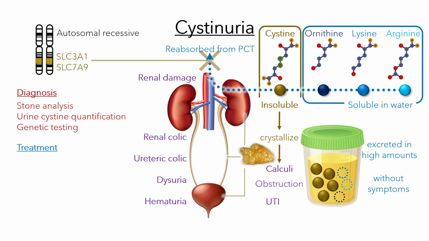Management of cystinuria focuses on preventing stone formation and managing symptoms. High fluid intake is needed to dilute the urine and decrease cysteine concentration. Alkalinization of urine with potassium citrate or sodium bicarbonate increases the pH of urine, which enhances the solubility of cysteine. Chelating agents such as tiopronin can bind to cysteine and make it more soluble.